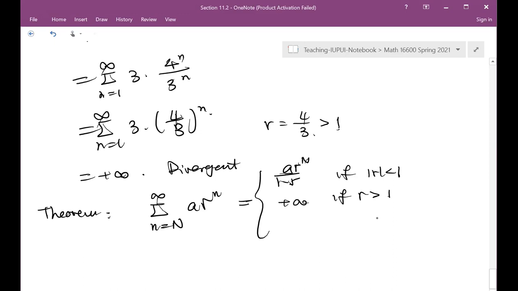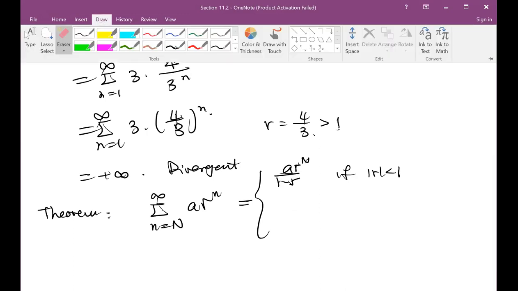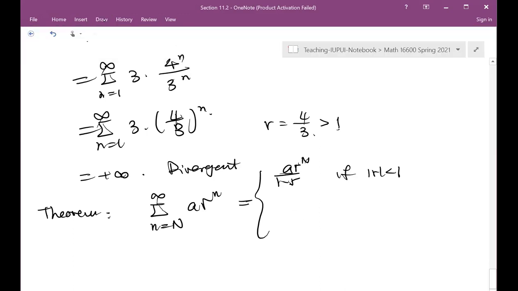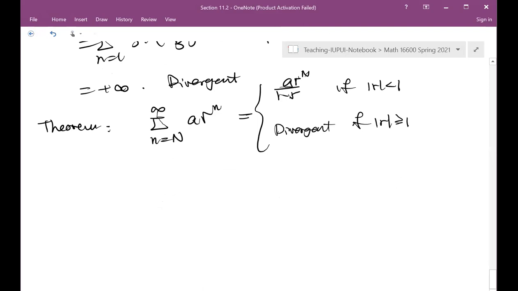I should say, we can assume A is positive. So in either case, it's divergent. So I should just simply write divergent. I don't want to make it overly precise. It's divergent if R is greater than or equal to 1. Yeah, this is called a geometric series, the most general case.